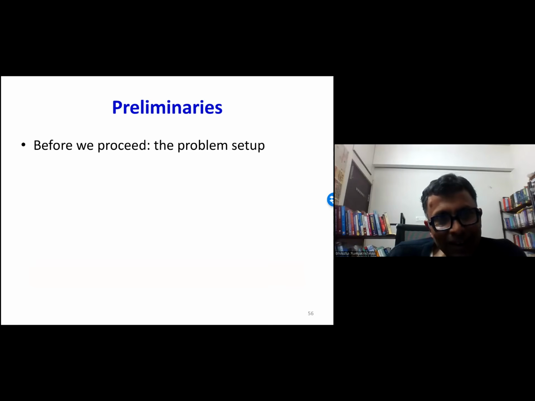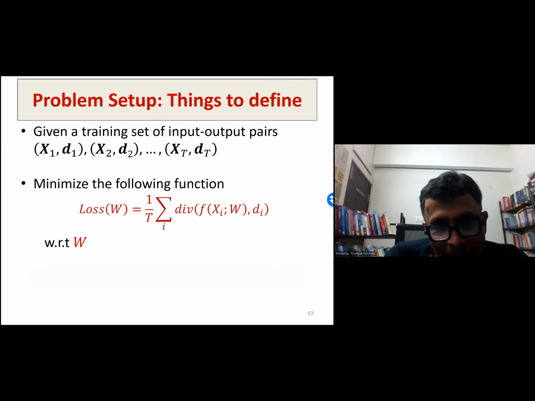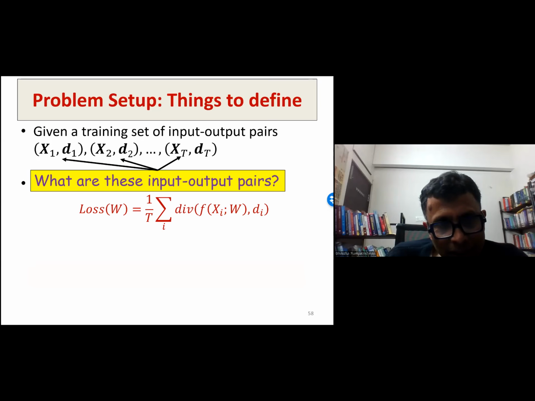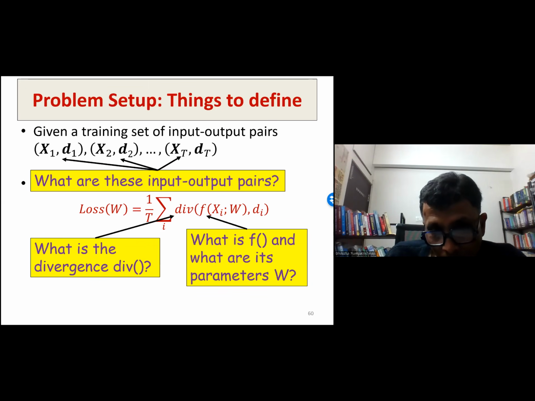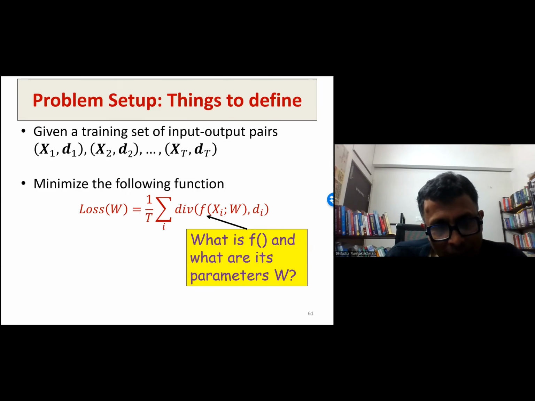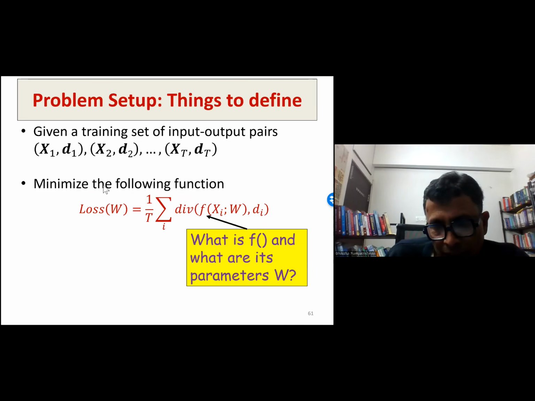All right. So, in order to perform this minimization, we have to define several things. First, what are these input-output pairs? Second, this function f, which is our network, what is it and what are its parameters? Third, what is this divergence? All of these need to be defined for us to be able to perform this minimization. Let's discuss each of them briefly.